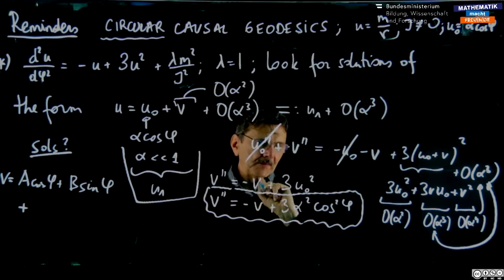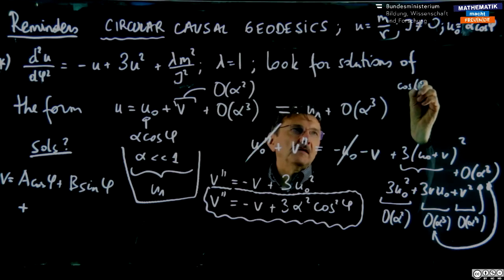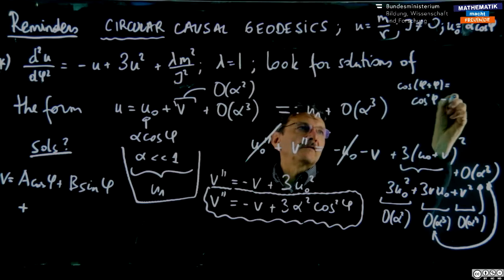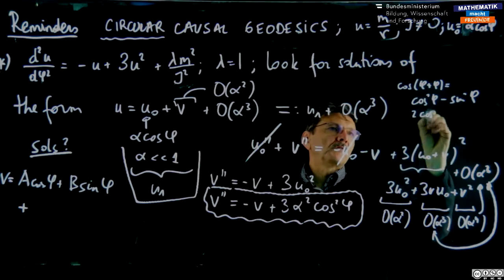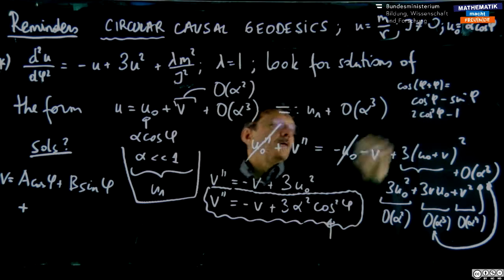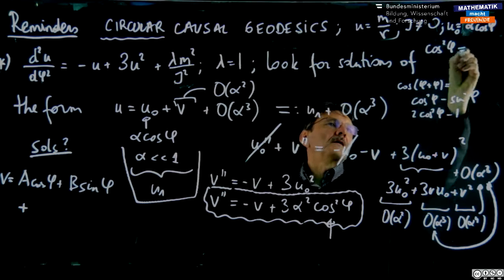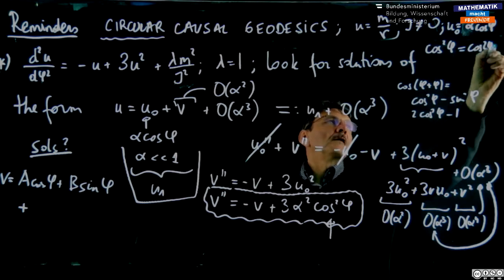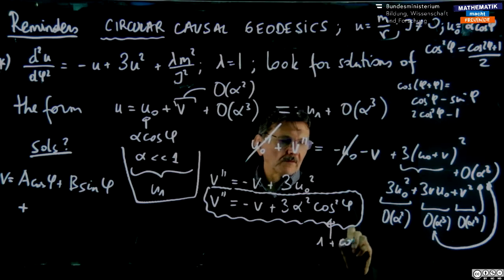So let's see, how do we decompose cos square phi in terms of elementary exponents? Must be a formula. Well, let me just try to work it out. So if I take cos of phi plus phi, that would be cos square phi minus sine square phi. Cos alpha cos beta minus sine alpha sine beta. And this is one, so this is two cos square phi minus one. So in other words, let me just write this formula because we need it again today. Cos square phi is 1 plus cos 2 phi over 2.